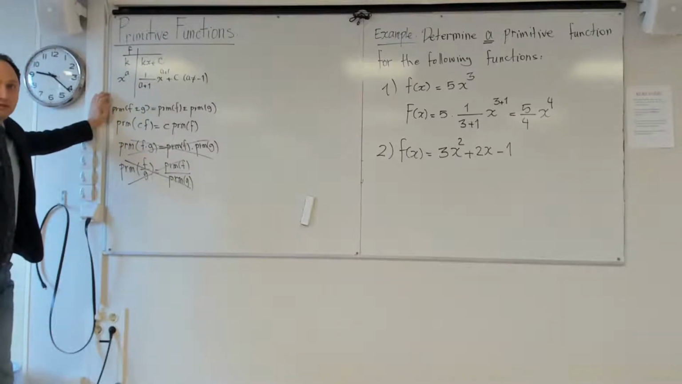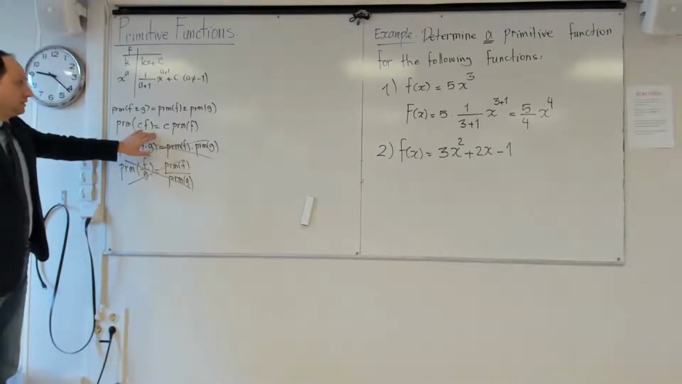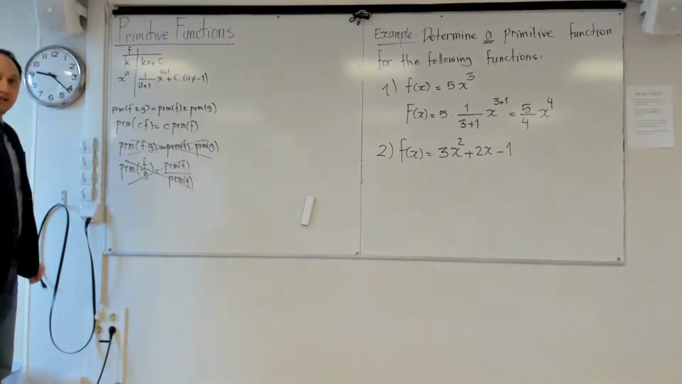Yes, you need all of them except the multiplication one. The multiplication one is wrong. No, I mean the constant before the function. This one? You don't need that one, but everyone else. This one you also need. Yeah. Oh, everything you need. Okay, then you need everything.